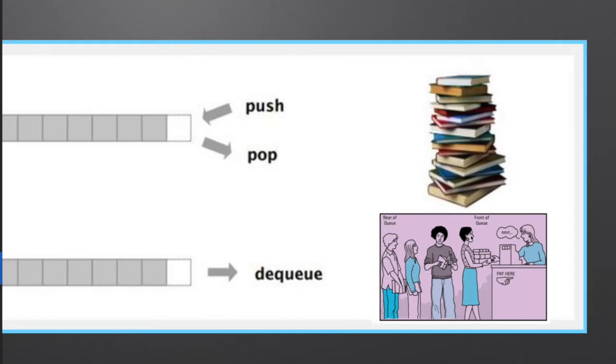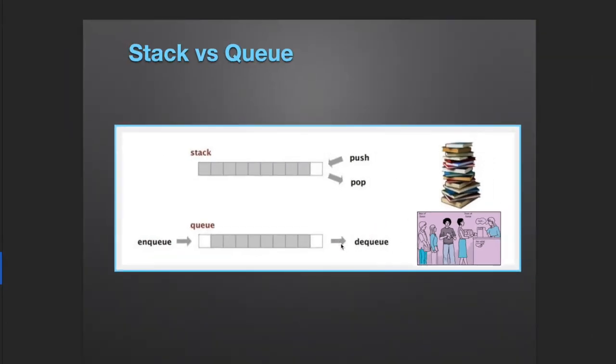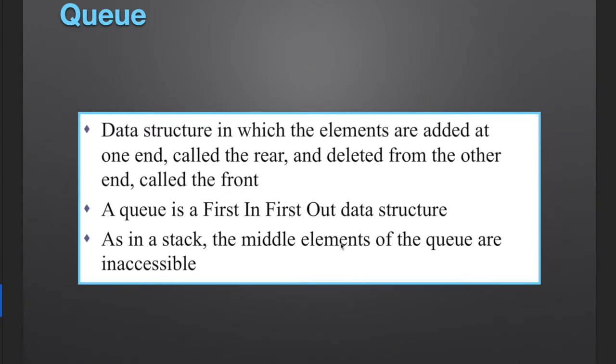It's first in, first out. So, for example, you go to the store, and if you got there first, you will be the first one who will leave the store, or the cashier in this case. So a queue is a first in, first out data structure. As in a stack, the middle elements of the queue are inaccessible. So you cannot access anything.